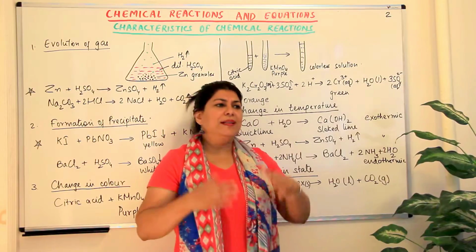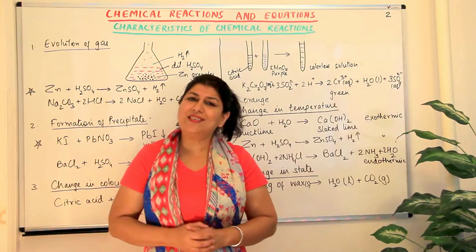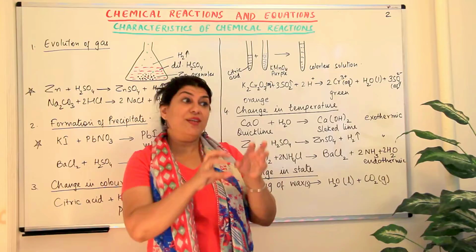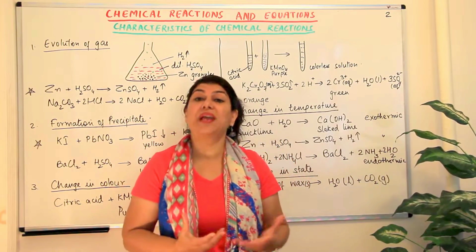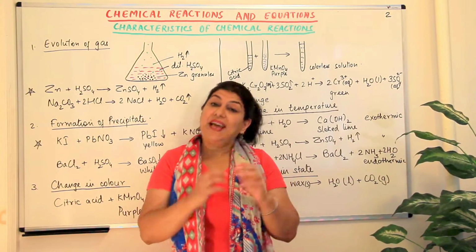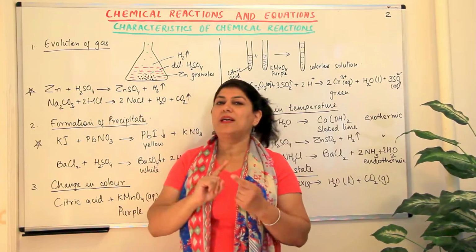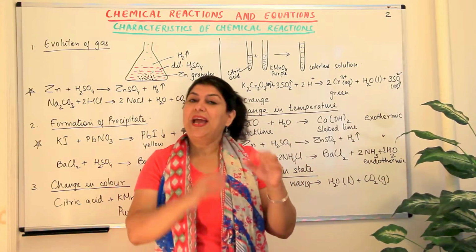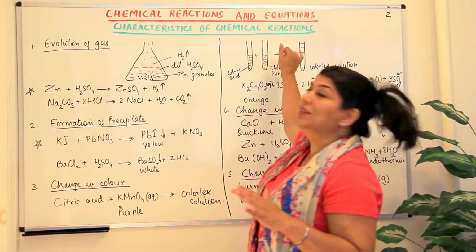I also told you that we have chemical reactions occurring around us all the time. Now the question is, if we look at a change, how can we tell whether that change is chemical or physical? So how do we identify a chemical reaction when we see a change occurring around us? We can do so, and there are 5 characteristic things that you can observe and that are sure shot giveaways that this is a chemical change. And what are these 5? We call them the characteristics of chemical reactions.